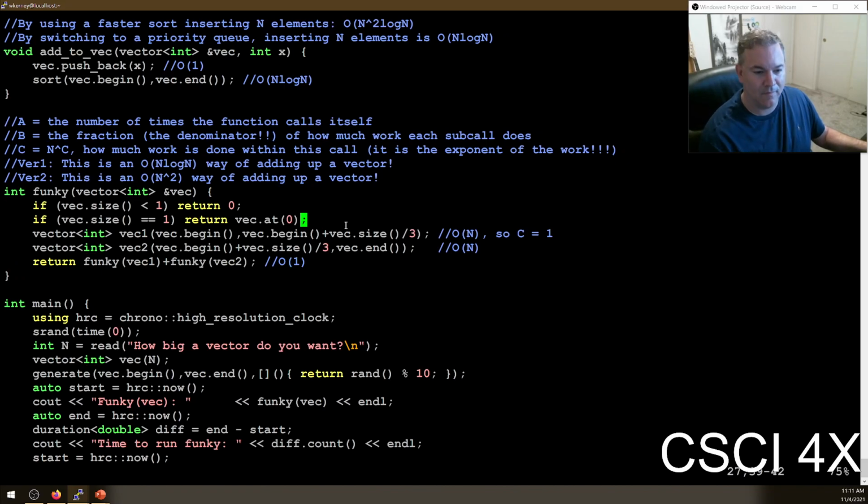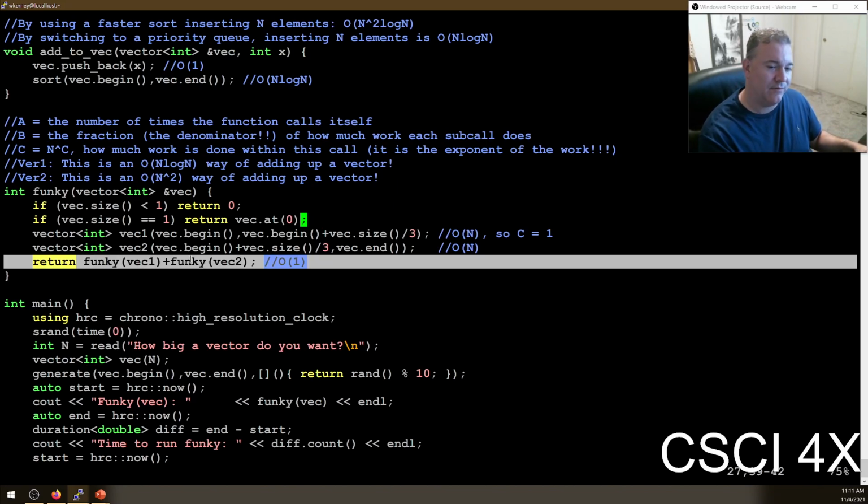Okay. What is A? What is B? What is C? A. How many times does the function call itself? B. What is the fraction, the denominator of work being passed on to each subcall? And C. How much work is being done on each level? A is equal to 2. Yes. It is 2 because we're calling ourselves twice. Are you guys starting to see the pattern here?